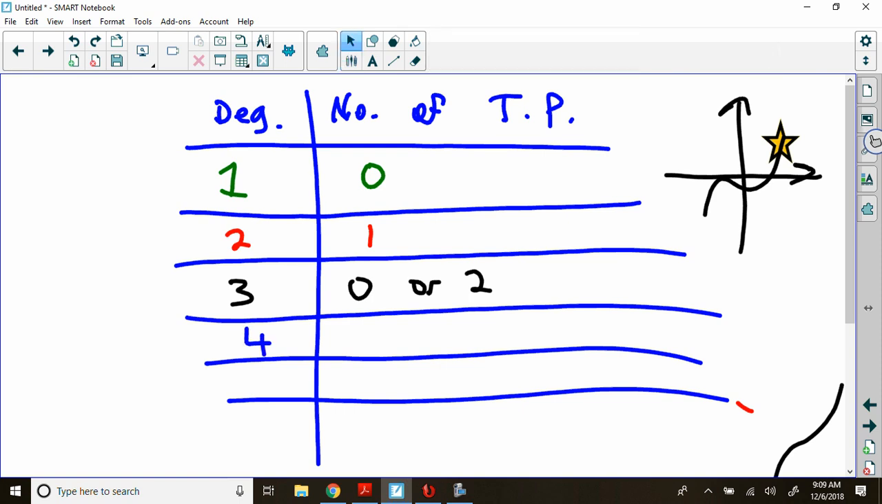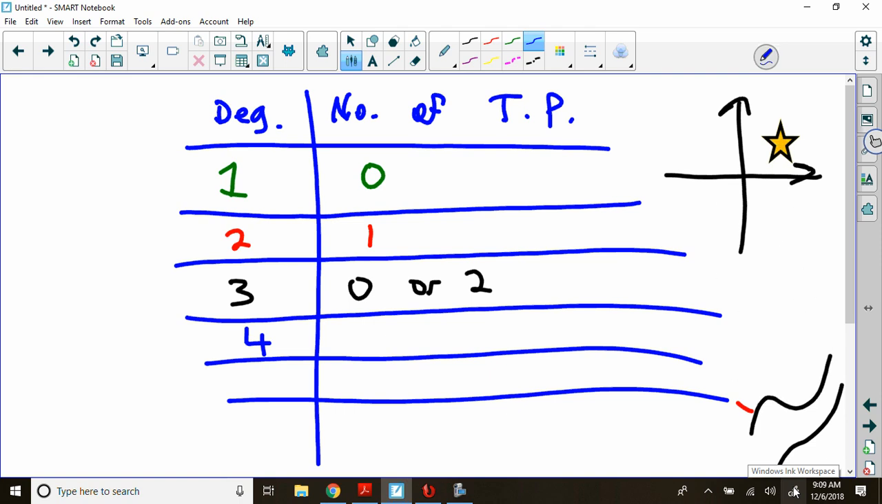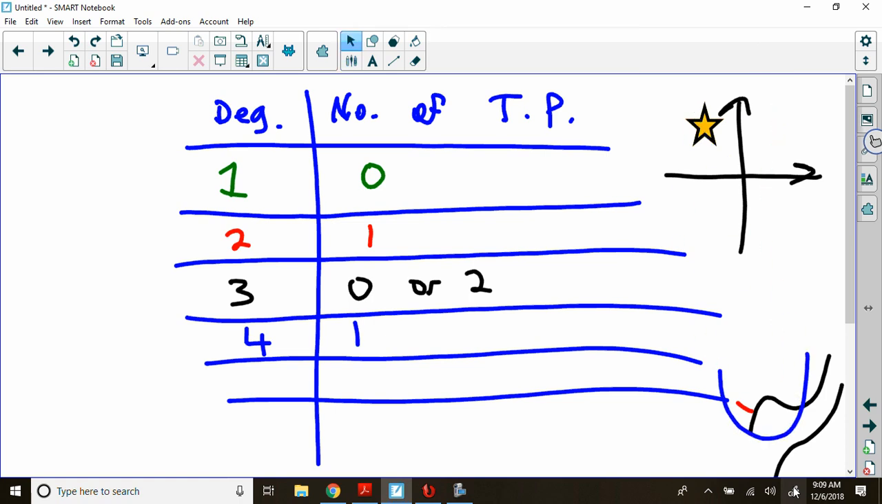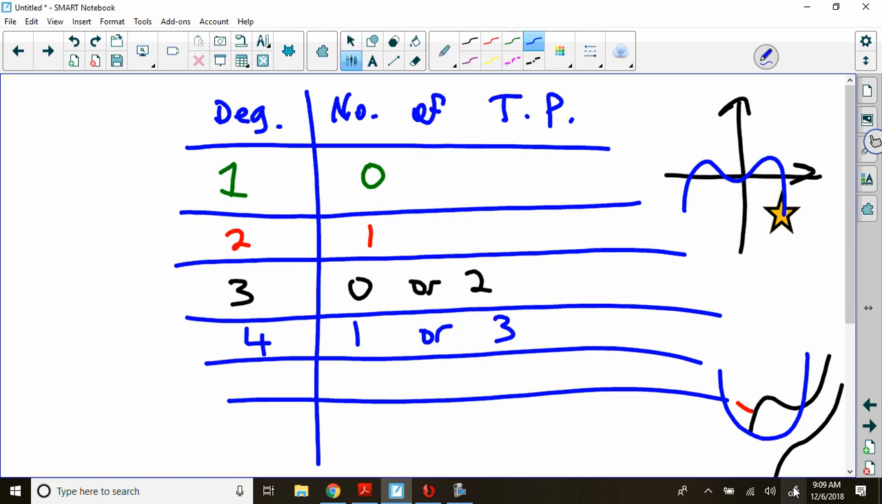So let's look at a fourth degree polynomial and see what's going to happen here. Some fourth degree polynomials look like a parabola. How many turning points does that have? Just 1. But other fourth degree polynomials look like an M. How many turning points does that have? 3. Are we starting to see the forest for the trees?